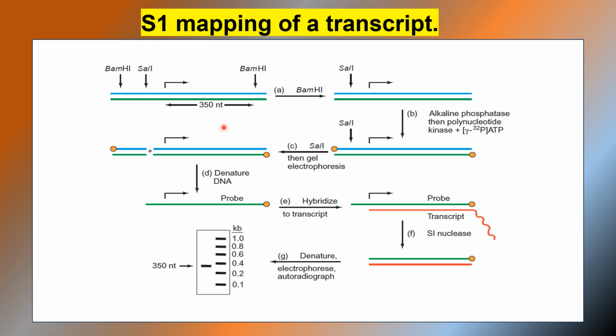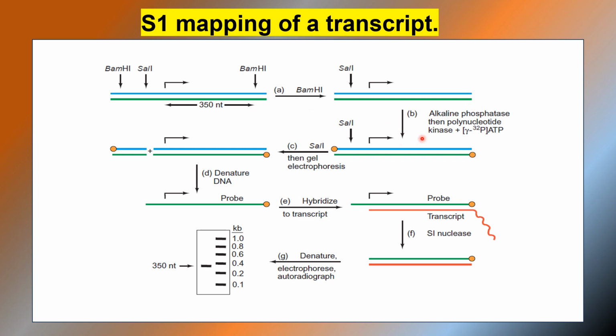In the first step, restriction digestion by the restriction endonuclease BamHI is carried out. This BamHI will cleave this DNA at these two regions, one at this point and another at this point. And you can see now this has cleaved the double-stranded DNA.